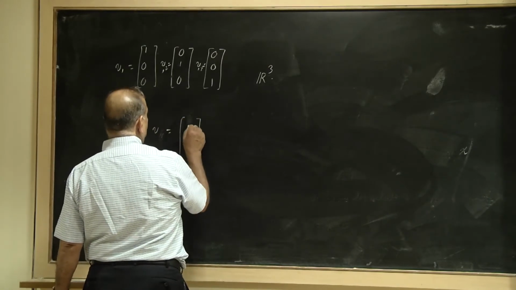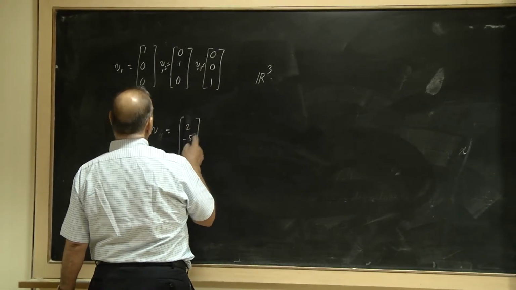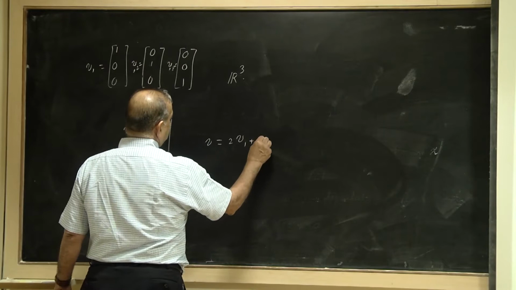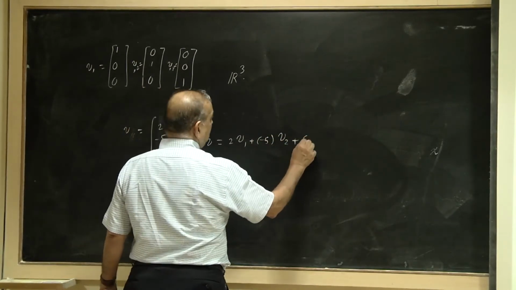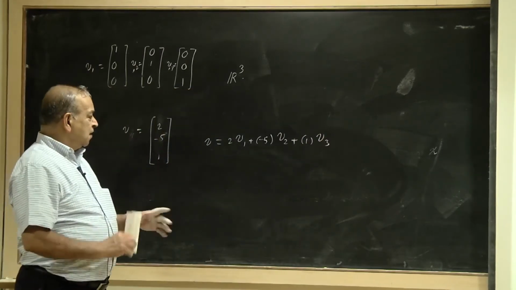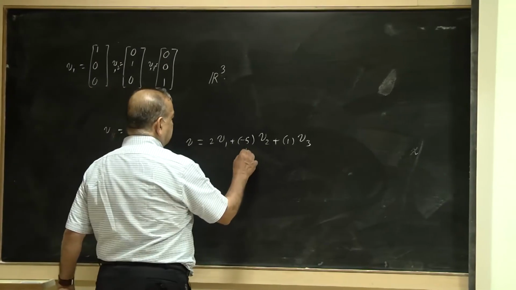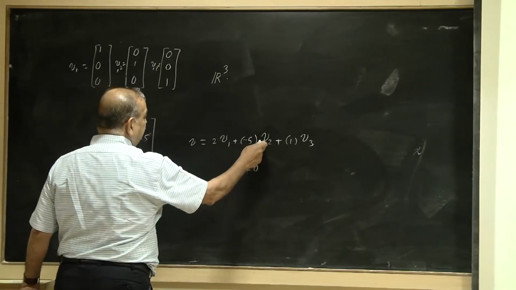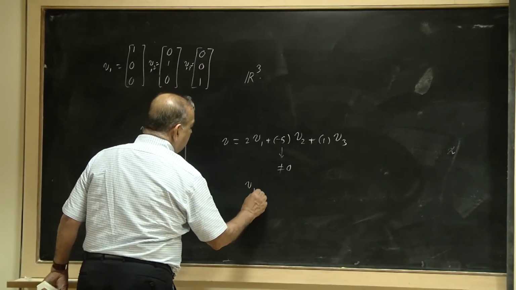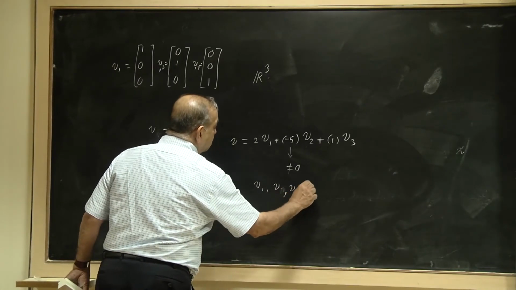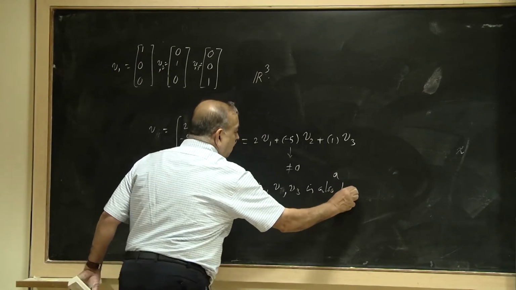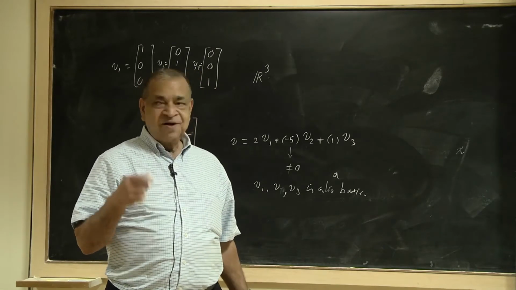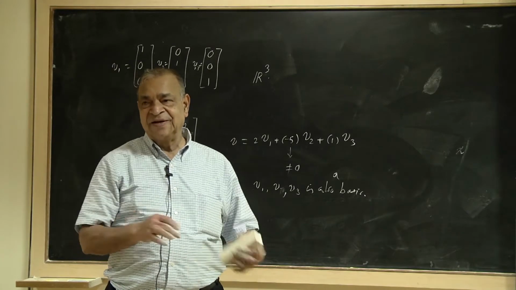You can choose. So V is a linear combination: 2 times V1 plus minus 5 times V2 plus 1 times V3. As long as a coefficient is not 0, for example this one, what the theorem says is that while V1, V2, V3 is a basis, I can toss V2 and put V in its place. So V1, V, V3 is also a basis. This is the so-called change of basis theorem, which is very critical for the simplex algorithm.